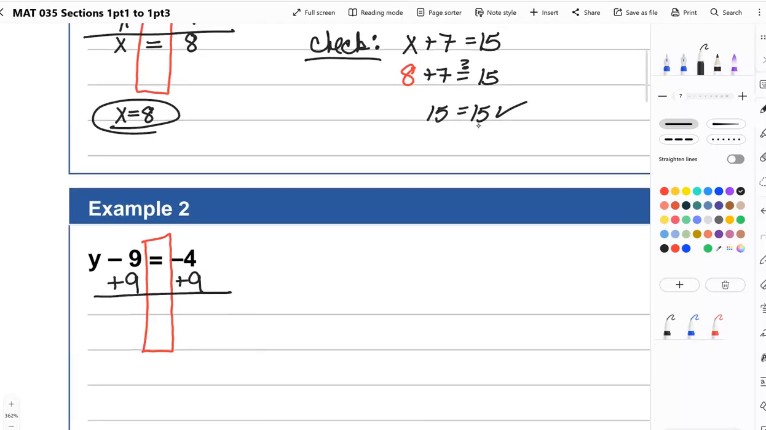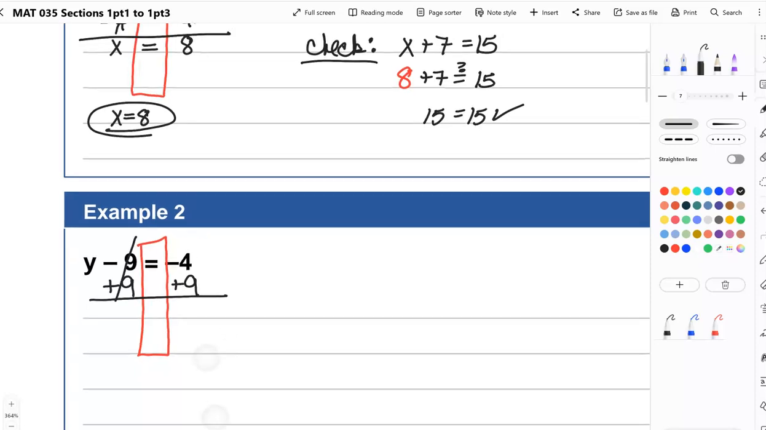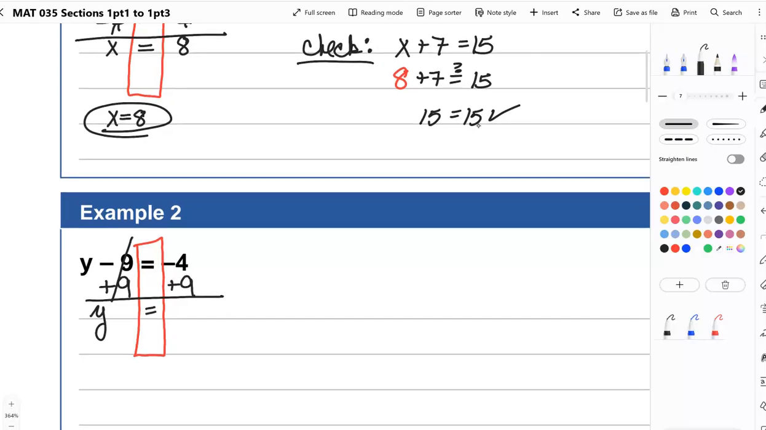So I have negative 9 plus 9, which is 0. So that has zeroed out. The only thing left over here is that y. So really it's y plus 0, but y plus 0 is just y. And then equals. And then we have negative 4 plus 9, which is a positive 5. So in this case, we're going to have y is equal to 5.